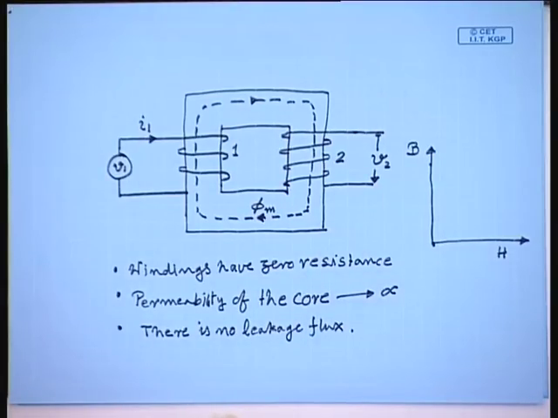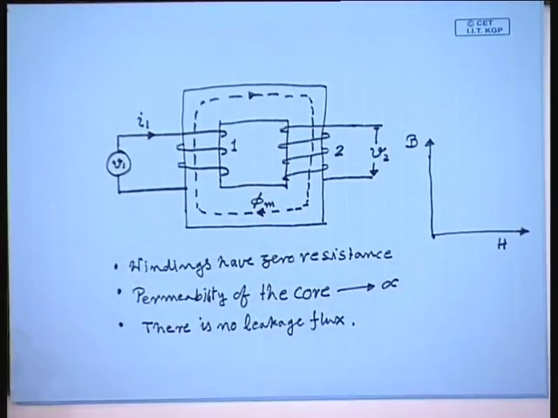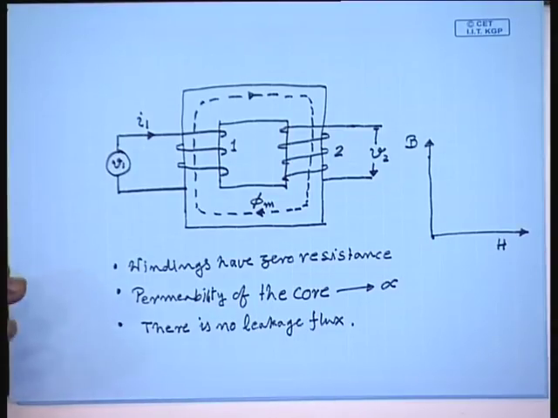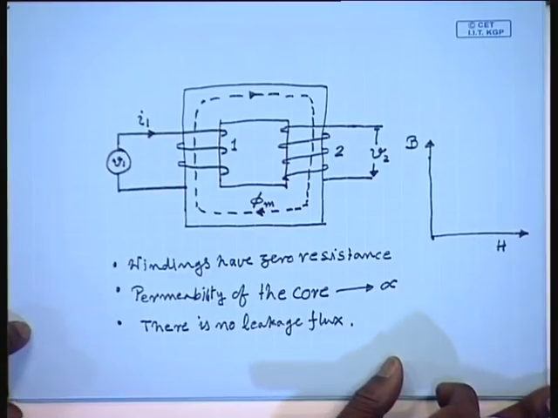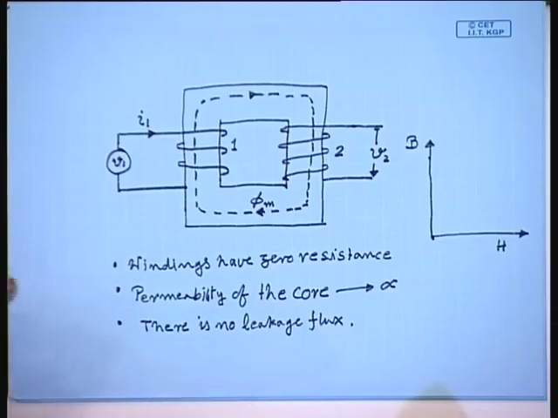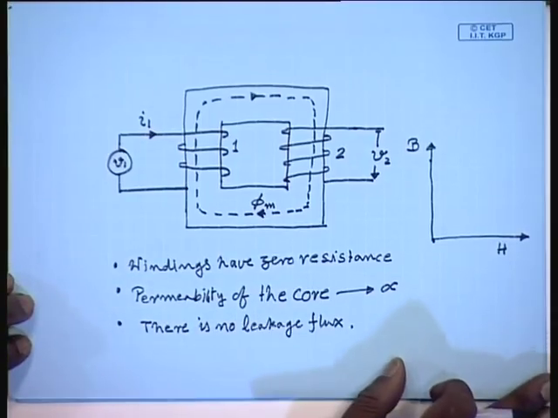A transformer for which these assumptions are made is called an ideal transformer. Now, this ideal transformer is a conceptual device. You can understand that no such practical transformer exists for which all these three assumptions hold. However, the introduction of an ideal transformer as a conceptual device does help in understanding how a practical transformer works, and we will later on relax these assumptions and try to arrive at the model of a practical single phase transformer.